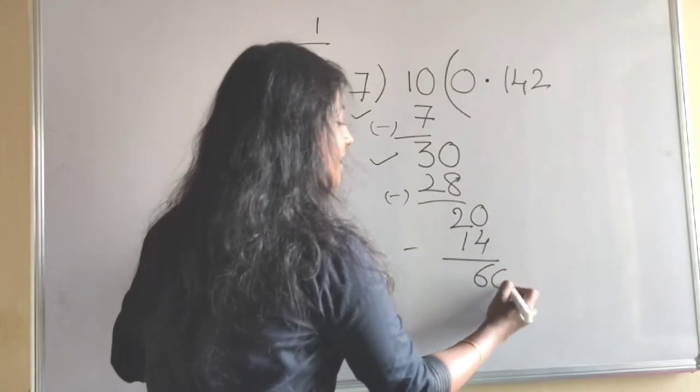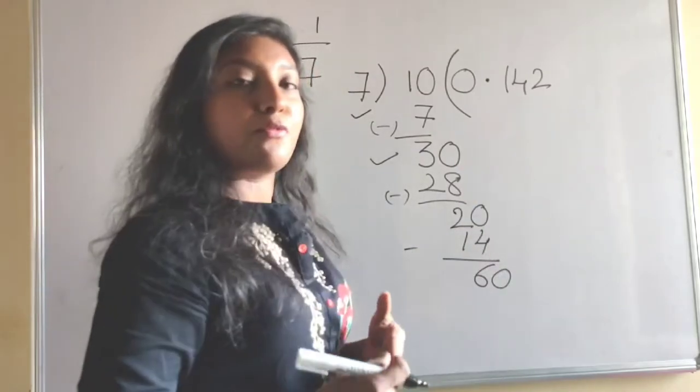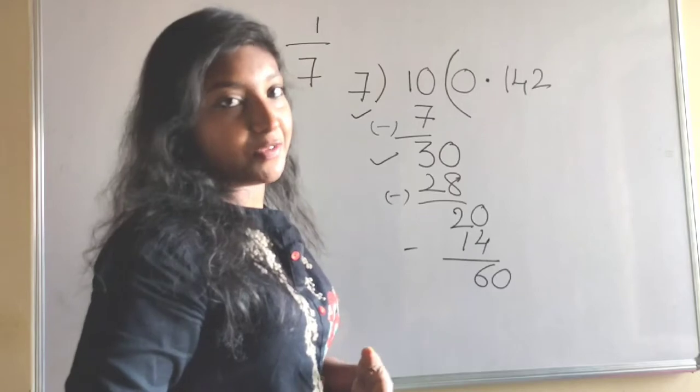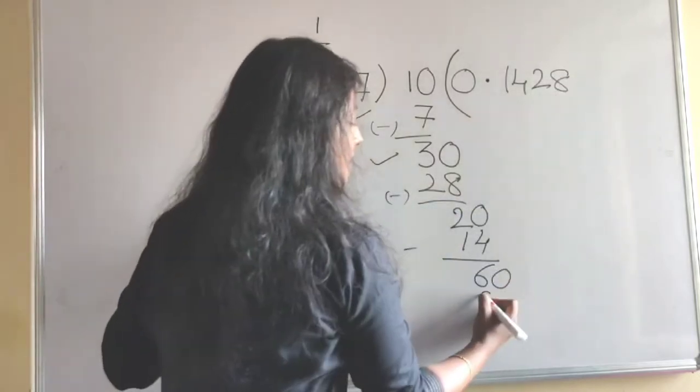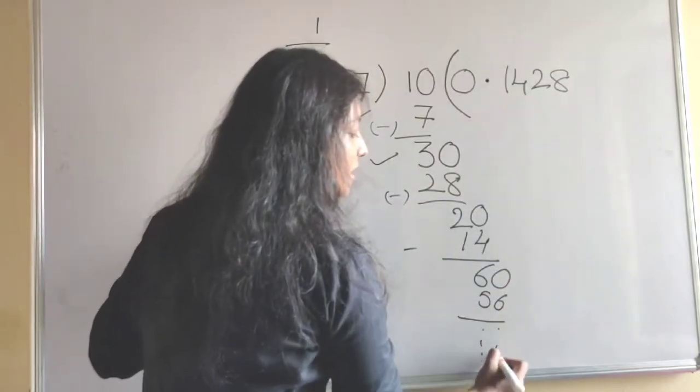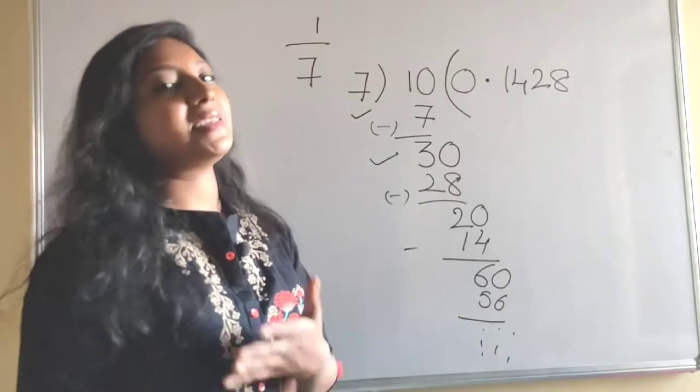So, here 6 and 0. Next, 7 7s are 49. 7 8s are 56. So here I can take 56, and you can continue the division according to your requirement as I said before.